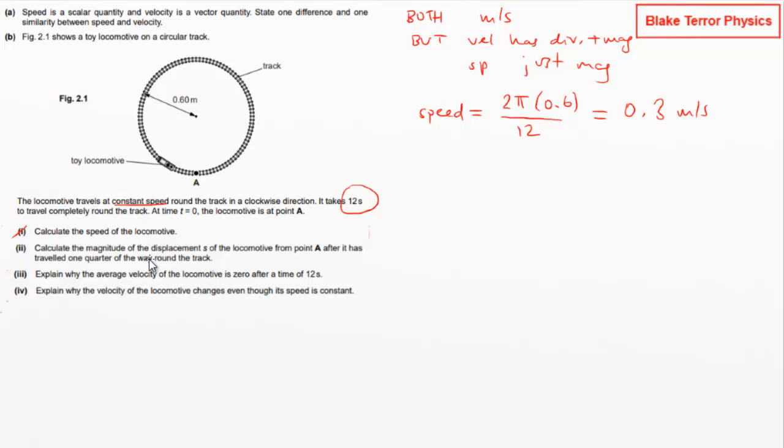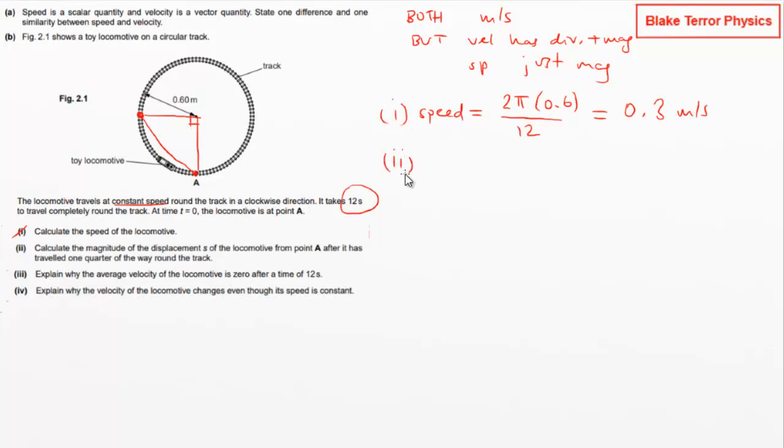Calculate the magnitude of the displacement S of the locomotive from point A after it has travelled 1/4 of the way around the track. Right, so it's gone 1/4 of the way around the track, so it's got up to here. We want the magnitude of the displacement, so we want that distance there. We've got a right angled triangle because it's a quarter of the way round.